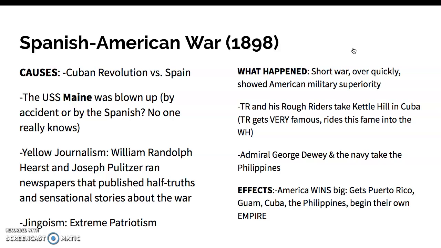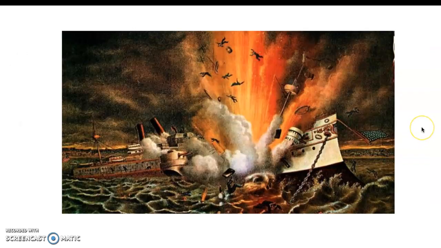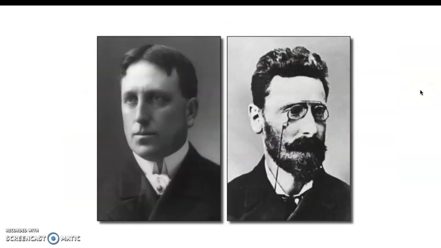The effects: America wins big. We get Puerto Rico, we get Guam, Cuba, the Philippines, and in effect, we begin our own empire, our own imperialistic approach. You have the USS Maine pictured on the left, the before, and this is after, so not much left to look at. An artist's representation of what it looked like, kind of an example of yellow journalism. You see the bodies flying up in the air, very sensational.